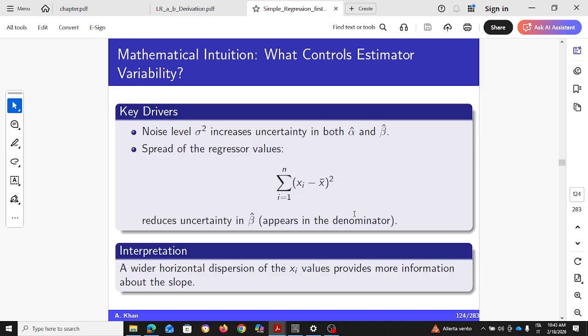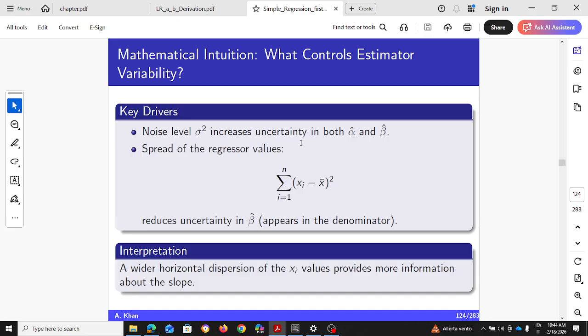Now what actually controls our estimator? Does variability have any influence on our estimators or not, okay. So if sigma square increases, if the variability increases, the uncertainty increases in both intercept and slope, okay. So if we have more variability in our data set, the intercepts are more uncertain, okay.